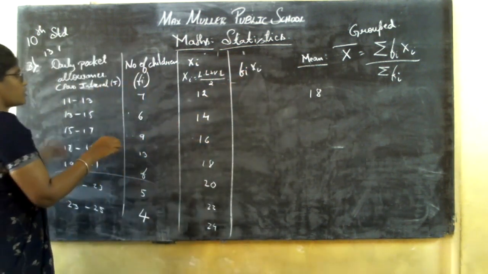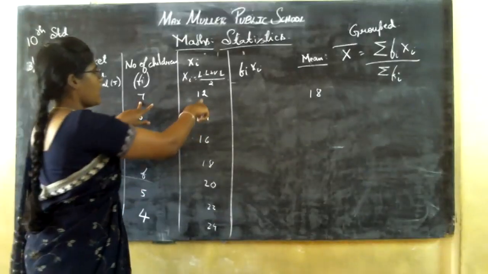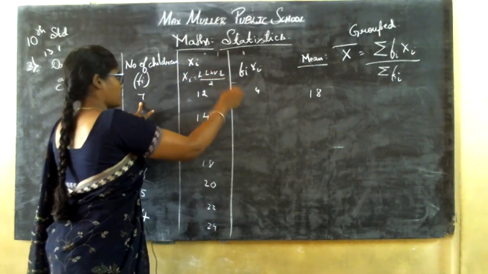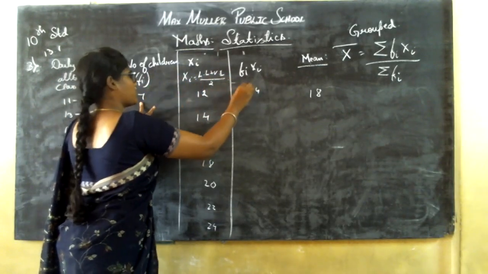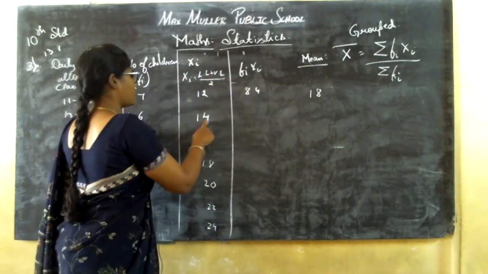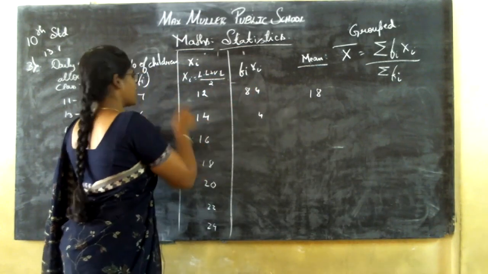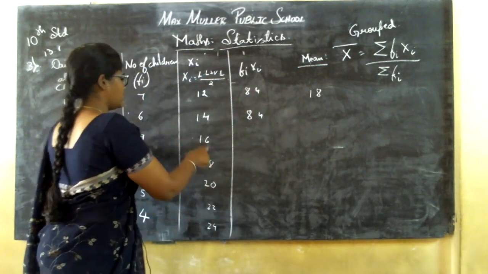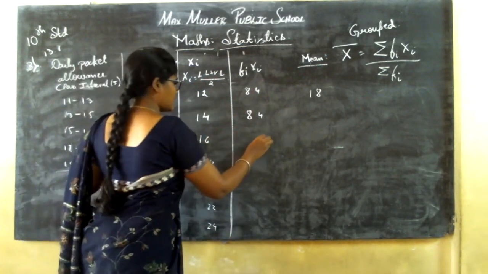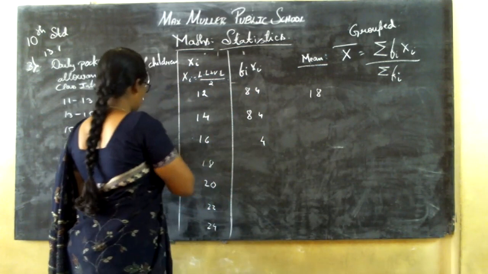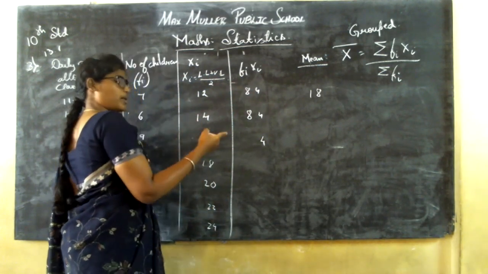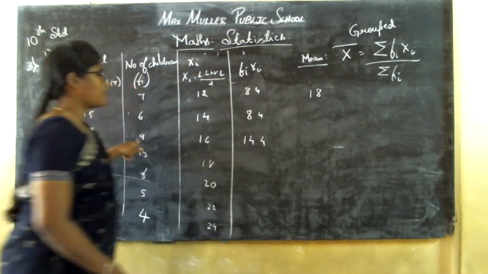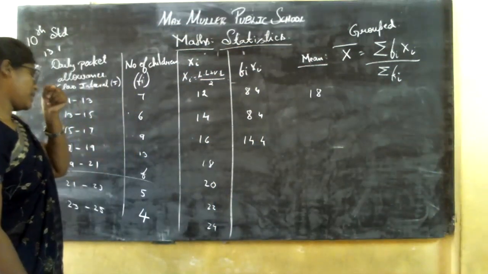What are the values? What is Fi? Where is Fi? Fi is here. Xi is here. So, 7 twos are 14. Then 6 fours are 24, carry 2. 6 ones are 6 plus 2 is 8, so 84. Then 9 into 16. 9 sixes are 54, carry 5. 9 ones are 9 plus 5 is 14, so 144. Correct?